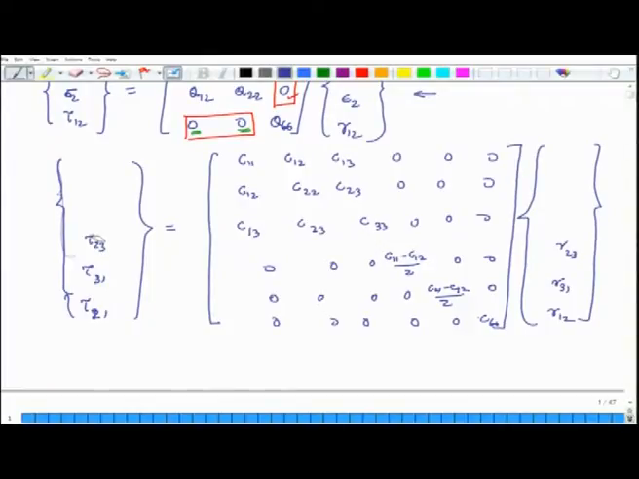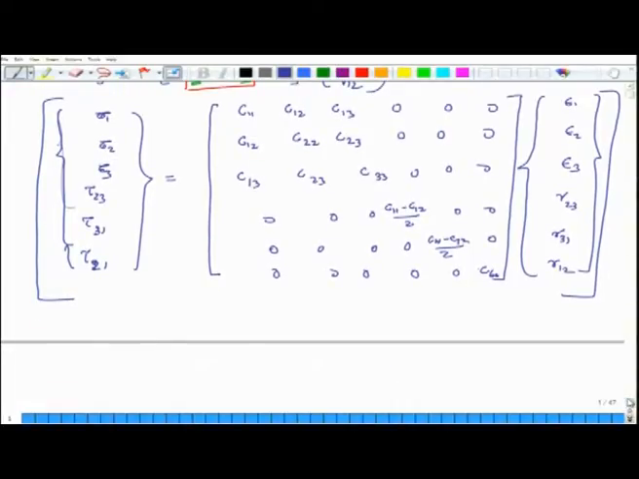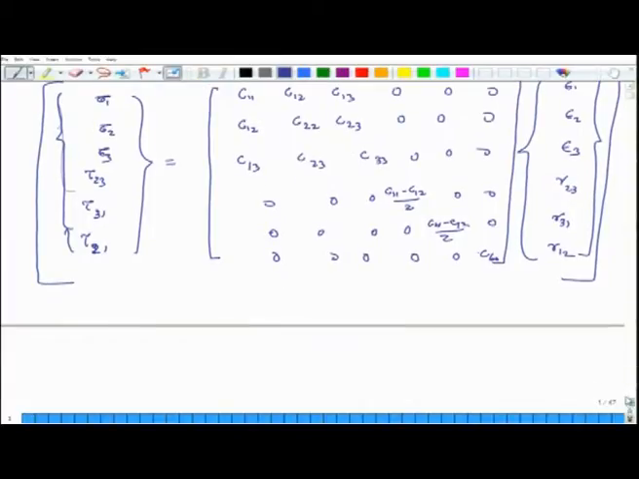So, because these equations are not tensor equations, these are simple matrix equations. So, I will just call it sigma 1, sigma 2, sigma 3, and this is epsilon 1, epsilon 2, epsilon 3. So, this is the situation. These 6 equations are applicable for especially orthotropic material, which is along 2 planes of symmetry.